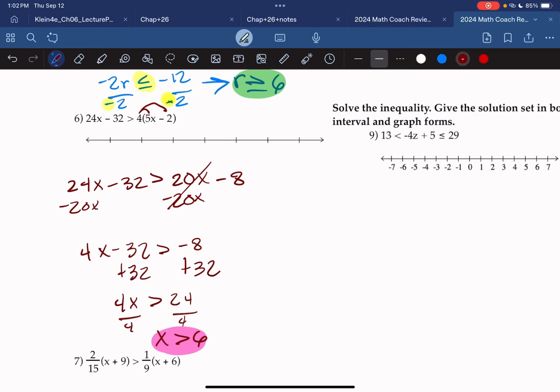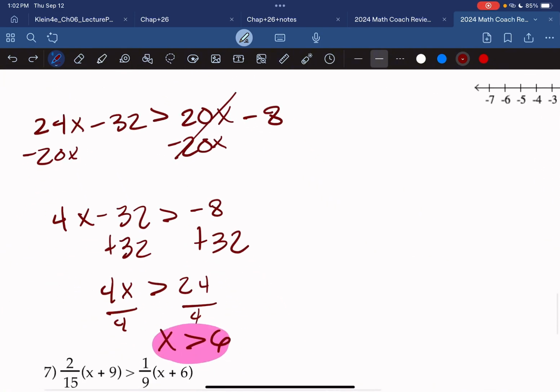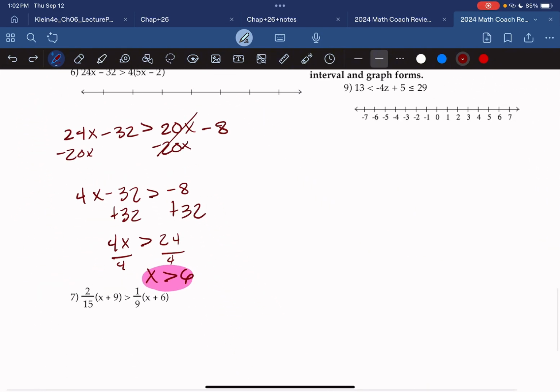And now we write it in interval notation. So this little symbol right here does not have a line under it. It's not "or equal to," it's just greater. So that means that when we write our interval notation, it's going to be in parentheses. 6 comma positive infinity. That's our interval notation.